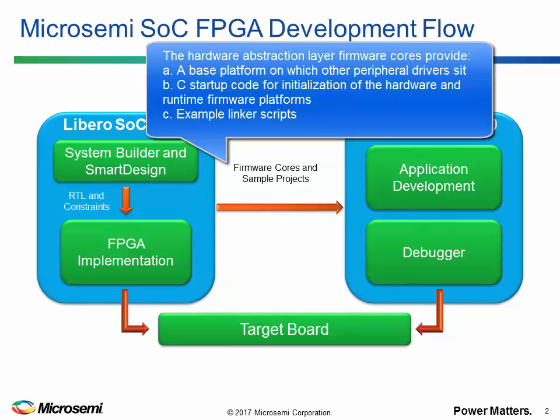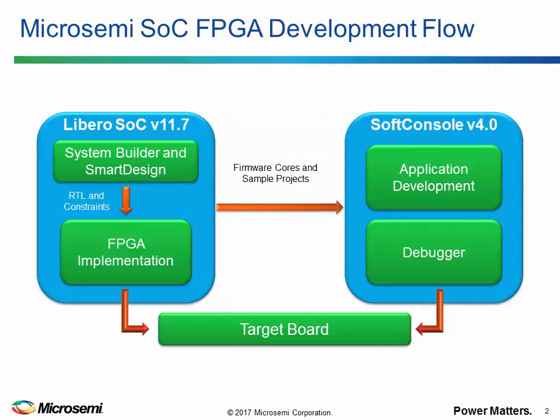C startup code that runs before main is called, which carries out initialization of the hardware and runtime firmware platforms, and useful linker scripts. Linker scripts are files that contain commands that direct the linker tool to generate executable files that have data and code sections in the desired memory addresses. The SimSys HAL firmware cores include a number of useful example linker scripts for creating programs that can be programmed into various memory targets. These linker scripts can be reused as is or adapted to the needs of a specific target.